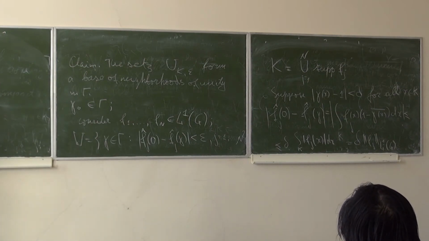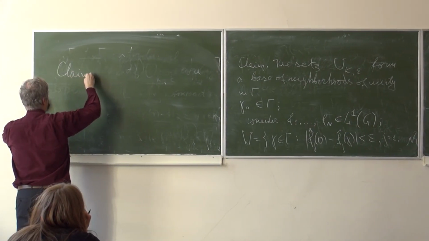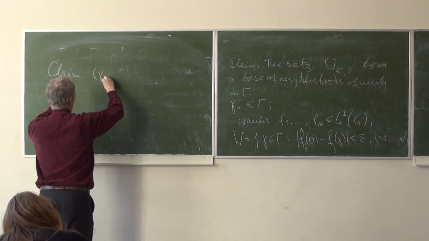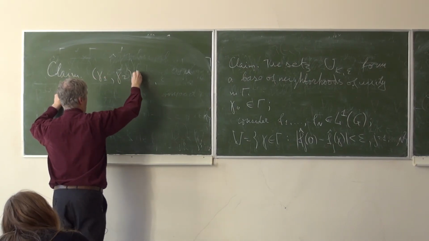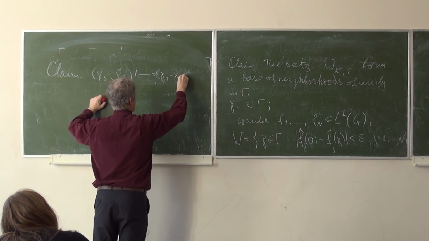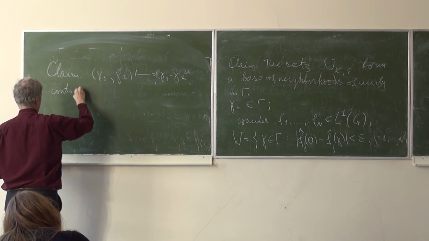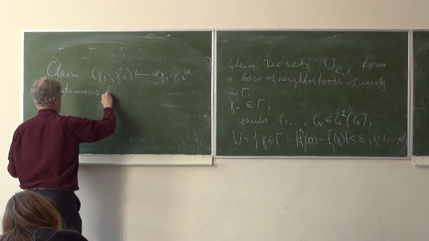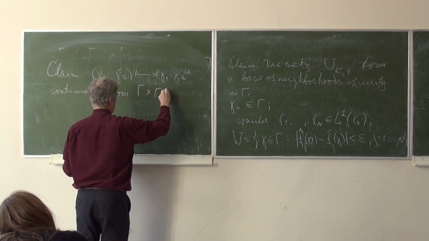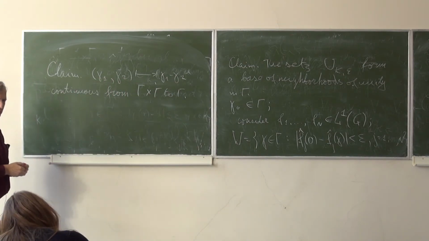And now, the last thing is the mapping, this mapping is continuous, from gamma cross gamma to gamma. This will finish the proof of the fact that gamma is a topological group.